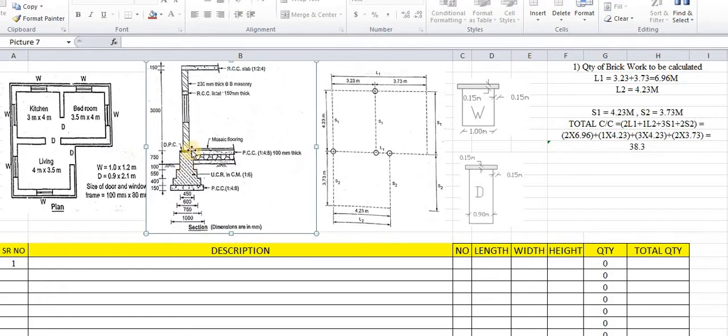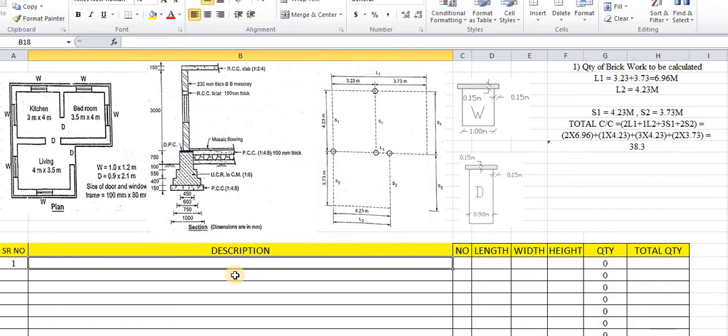Okay, so up to this point, last one. It is passing through PCC, UCR, DPC, and brickwork. That means the long wall short wall method will be used for all these quantities. So we will find out by the long wall short wall method the quantity of brickworks. Here I am writing down the quantity of brickwork to be calculated by long wall short wall methods, as I have already said.